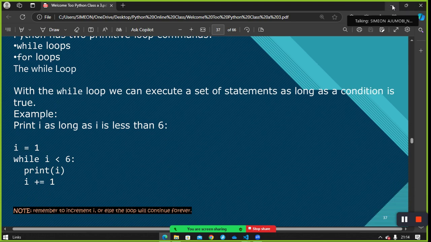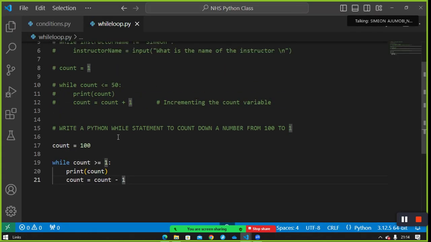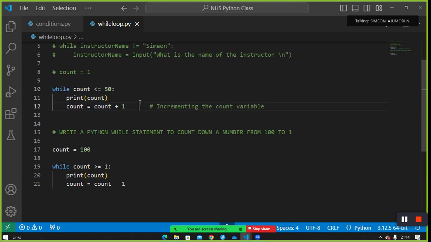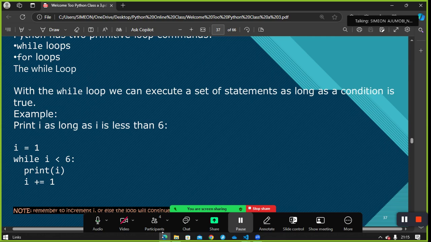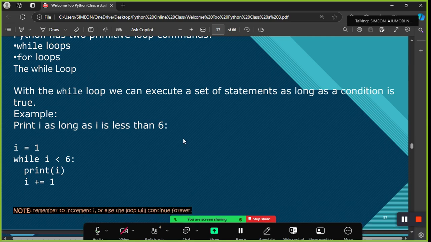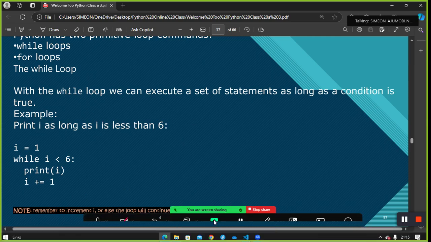Now, what does that mean? It means instead of us writing, watch this place very well, a lot of people used to get it confused. Instead of us writing count equals count plus 1, you can also write count plus equals 1. I don't know if you understand what it means. Plus equals 1.